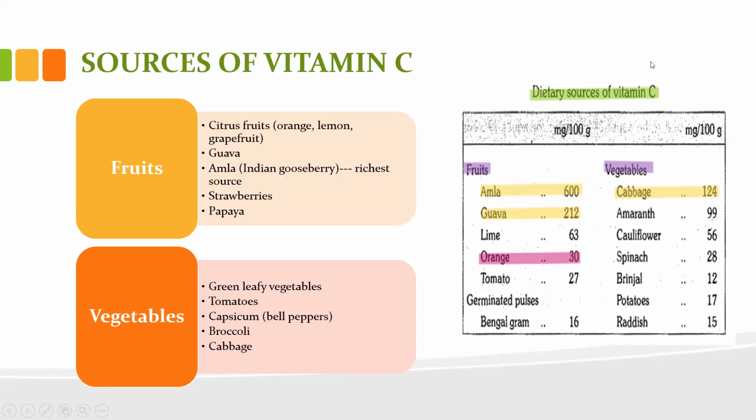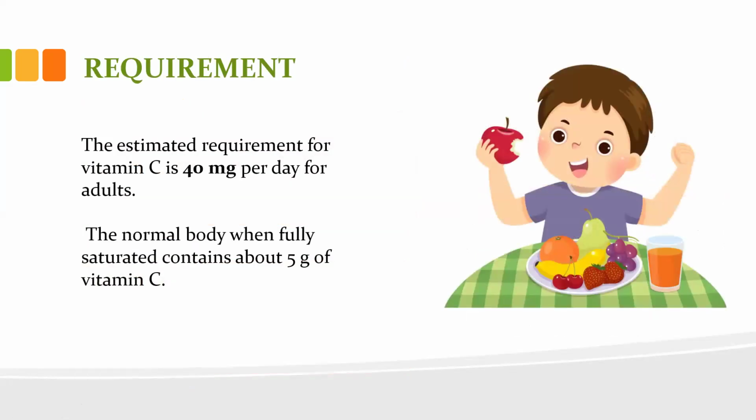In this table, we can see the dietary sources of vitamin C. In the list of fruits, amla has the highest concentration of vitamin C. It contains 600 milligrams of vitamin C per 100 gram, followed by guava and then lime and orange. And in vegetables, cabbage contains the highest content of vitamin C. The estimated requirement for vitamin C is 40 milligrams per day for adults. The normal body, when fully saturated, contains about 5 grams of vitamin C.